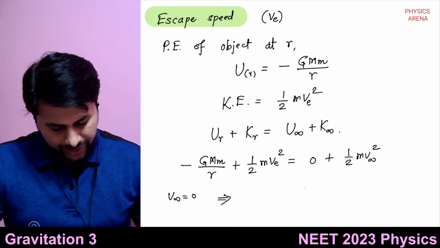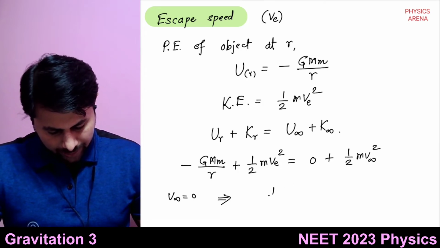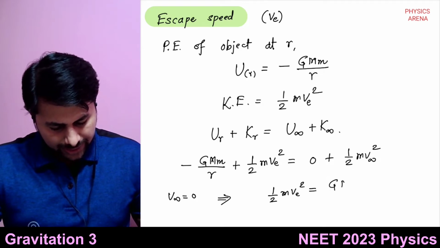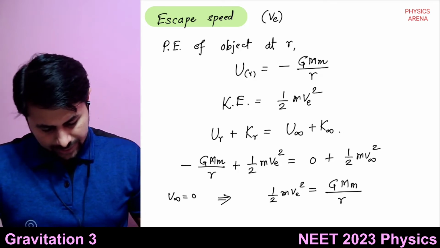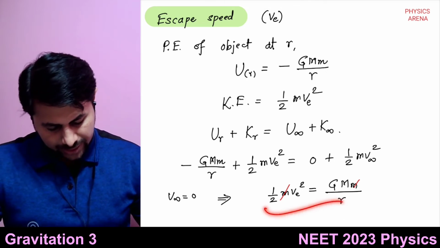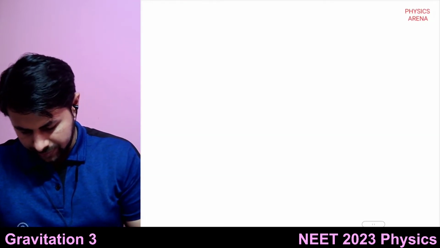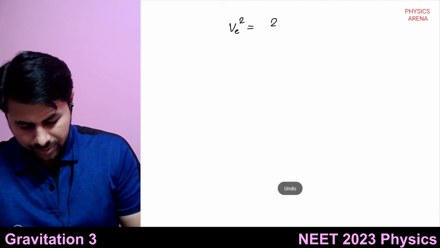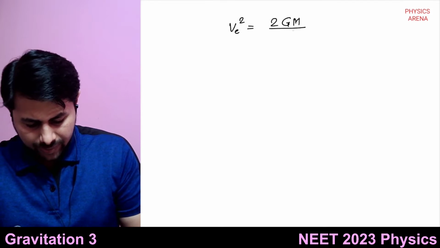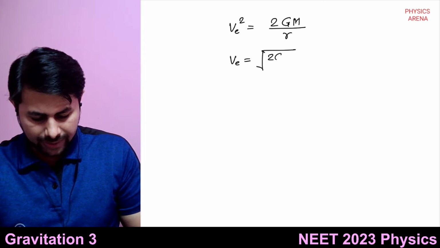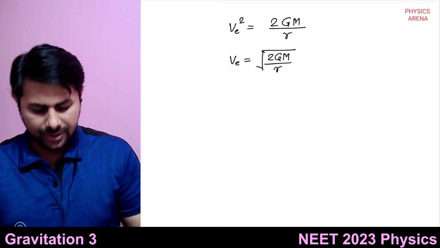So what do we get? Half of m into v square is equal to G times capital M into small m divided by r, and this m and m get cancelled. We can take the 2 to the other side. So we get v square is equal to 2 times GM upon r. That means v is equal to the square root of 2GM divided by r.